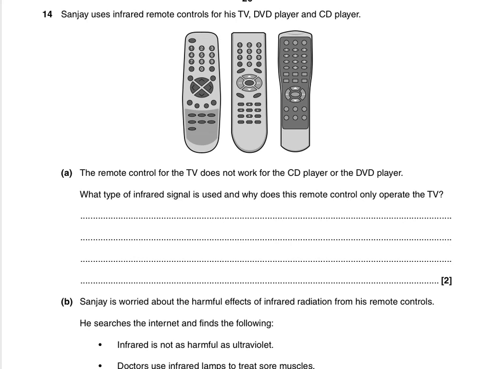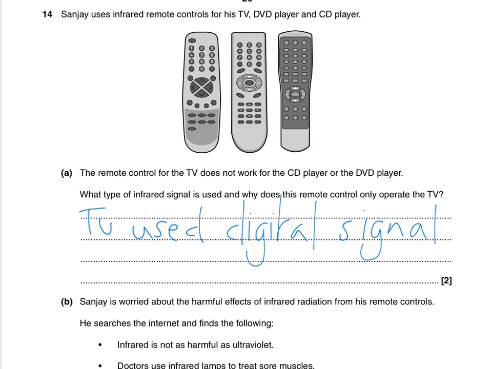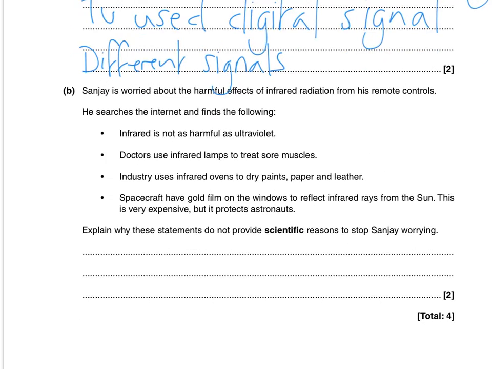So you should remember that the TV uses digital signals. Okay, so that answers the first for 1 mark. The second mark is for saying that there are different signals for the different devices.